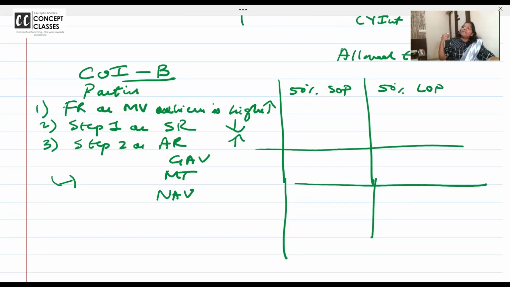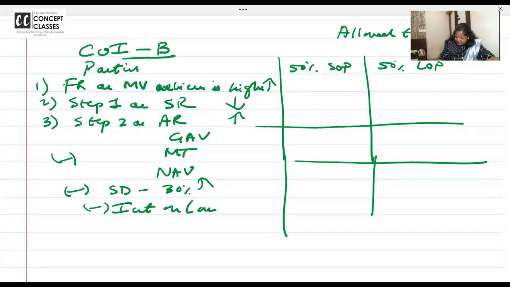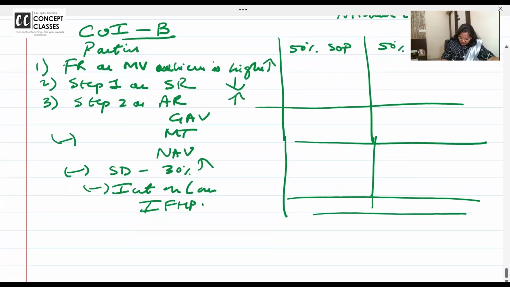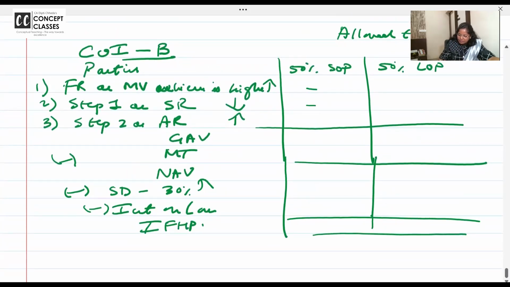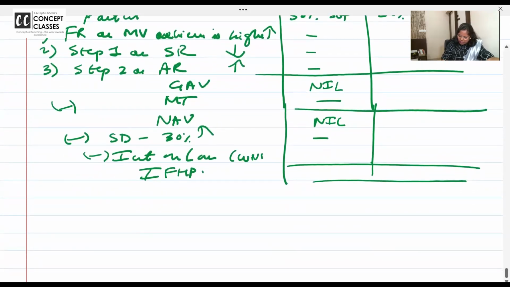We are putting a lot of energy into learning right now. NAV, less standard deduction 30%, interest on loan, and now you get income from house property. For the self-occupied property, we all know GAV is nil, NAV is nil, and the interest on loan we will calculate in working note 1.